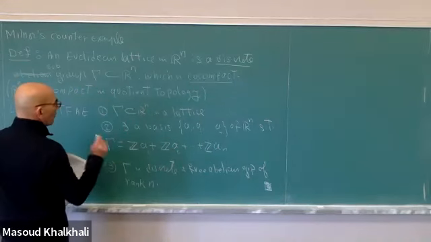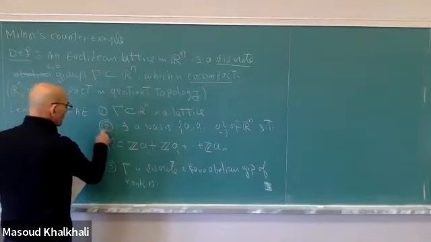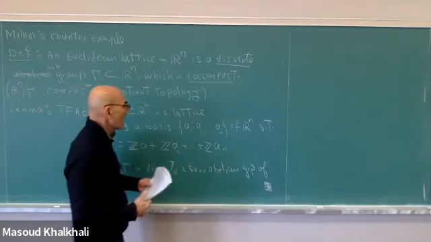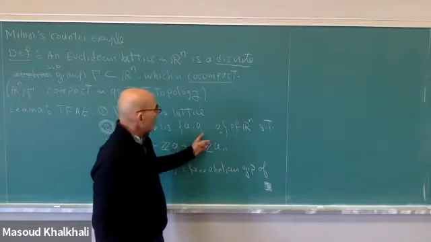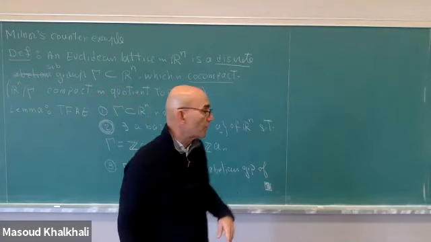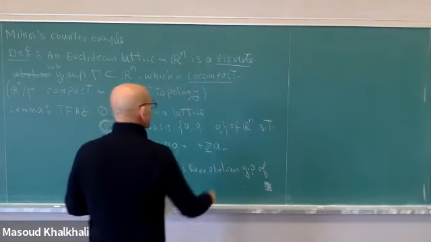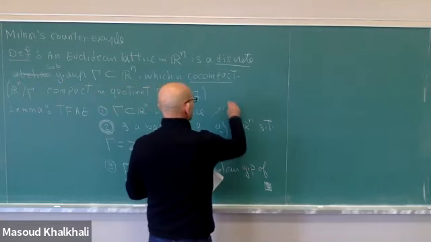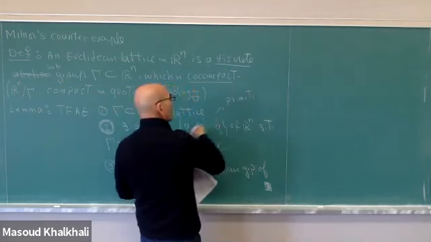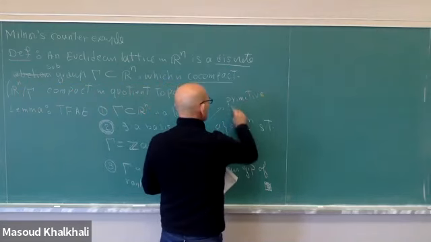For us, more or less, the most important property is property 2 that defines Euclidean lattices like that. This set A1, A2, ..., An is called a primitive basis for the lattice. So these vectors, if you want, are called primitive basis vectors.